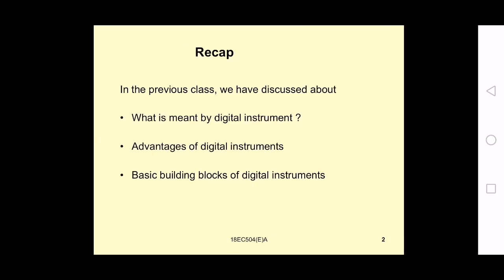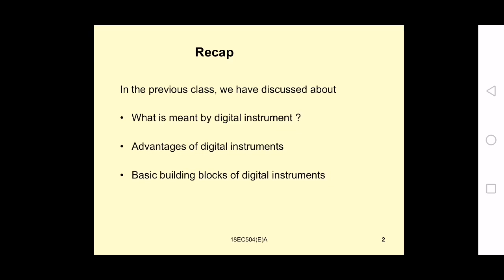In the previous class of this chapter, digital instruments, we learned what digital instruments are. Whatever real world signals are there, such as frequency, temperature, pressure, voltage, or current, all are continuous in nature. We convert them into digital form by different blocks such as an analog to digital converter and a signal processing unit, and we display it on a digital display, that is LCD or LED, based on your requirements.